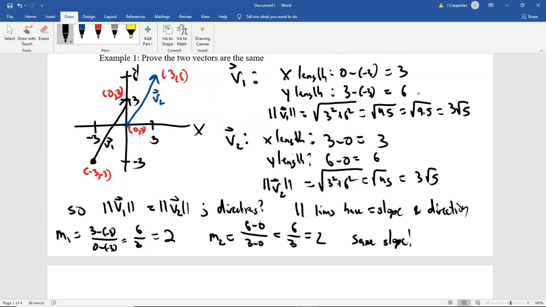and they're the same slope. So V1 and V2 have the same length, the same magnitude, they have the same slope, so the first vector is equivalent to the second vector. That's our conclusion.